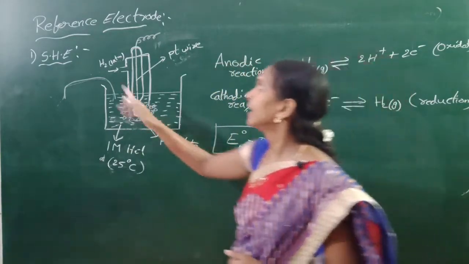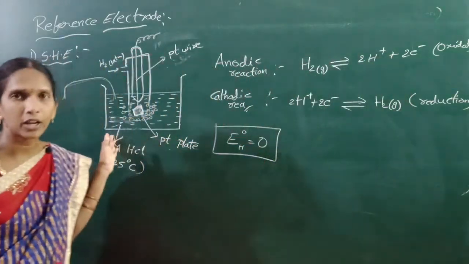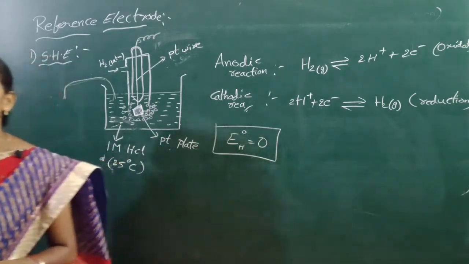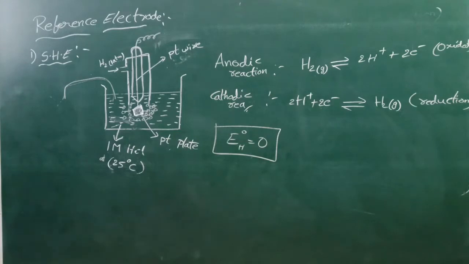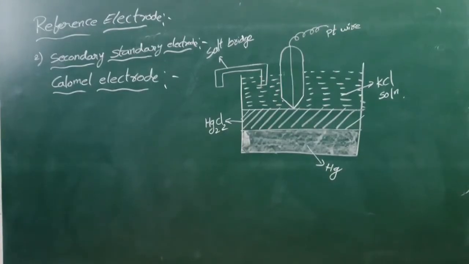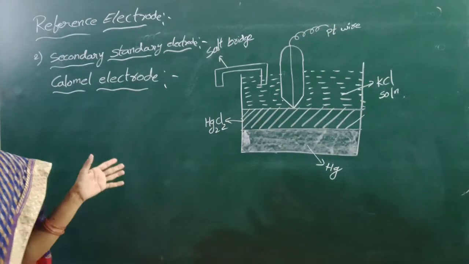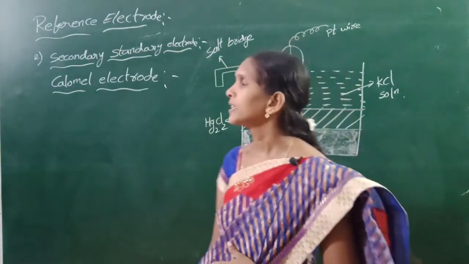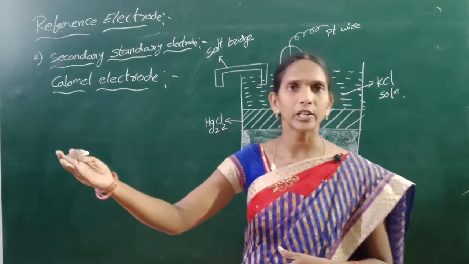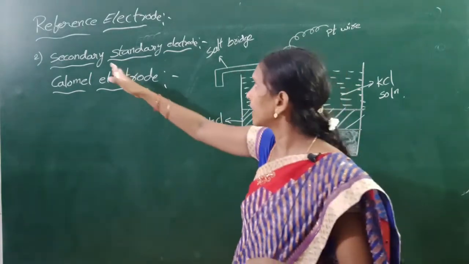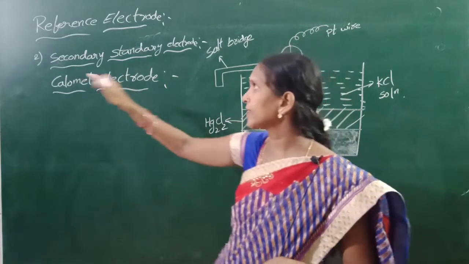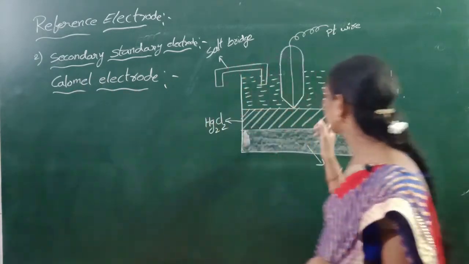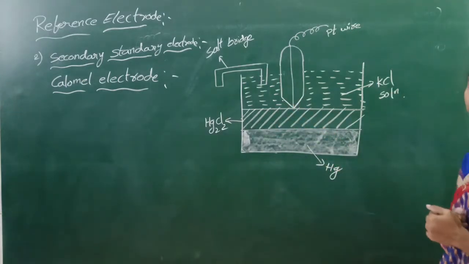This is the primary standard electrode, that means standard hydrogen electrode. The second reference electrode is the secondary standard electrode. Primary standard electrode means standard hydrogen electrode. Secondary standard electrode means here I can take the calomel electrode. This is the calomel electrode.